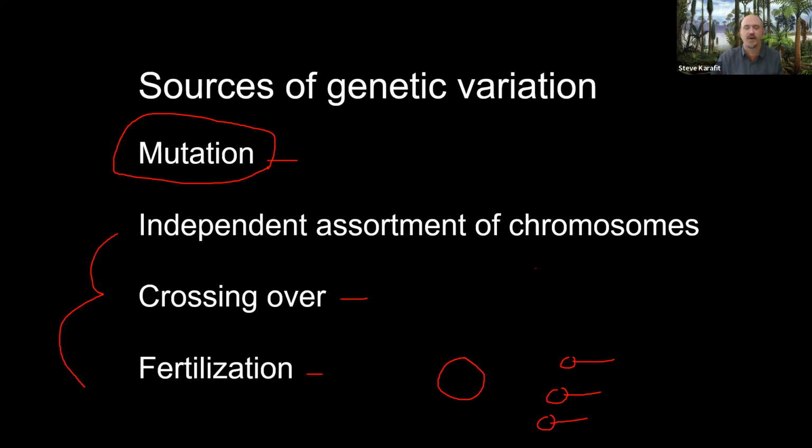But this leads to variation. That means that if you have a sister or a brother, as long as they're not your identical sibling, they are going to have genetic differences from you, even though you share the same set of parents. They will have slightly different genetic makeup, different alleles because of these processes.